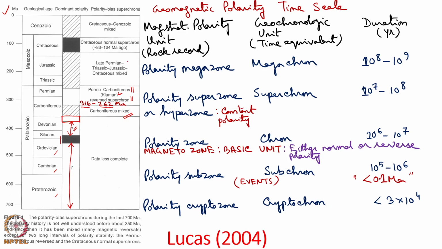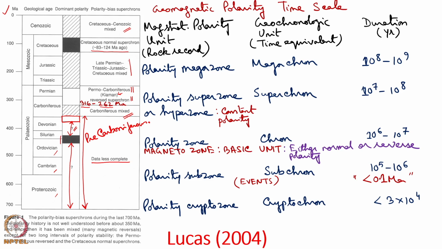Then there is a late Permian, Triassic, Jurassic, Cretaceous mixed signal, and after that as we move, a clear-cut normal superchron was found, which is known as the Cretaceous normal superchron, from around 83 million years to 124 million years. This was followed by a Cretaceous-Cenozoic mixed signal. I already said that the pre-Carboniferous information is not well known regarding magnetostratigraphy. So, this is the pre-Carboniferous column where the data is less complete.